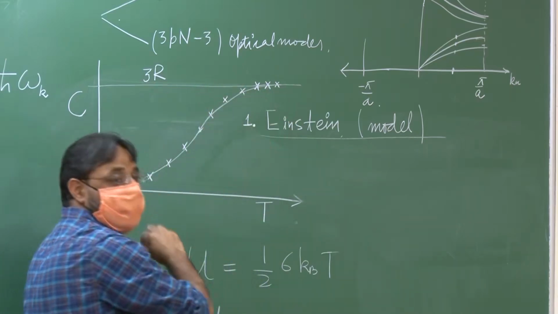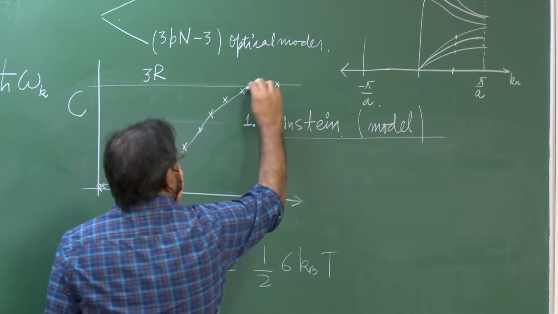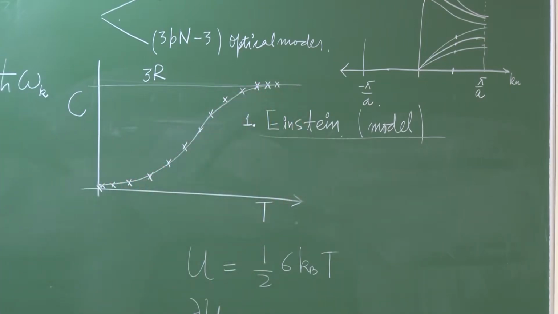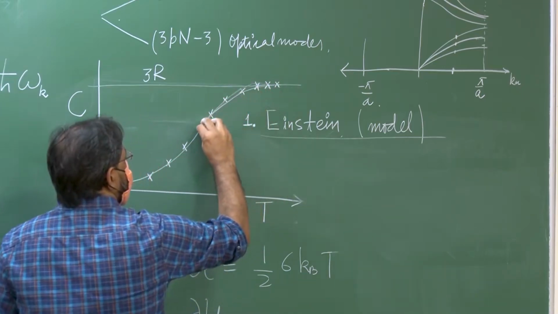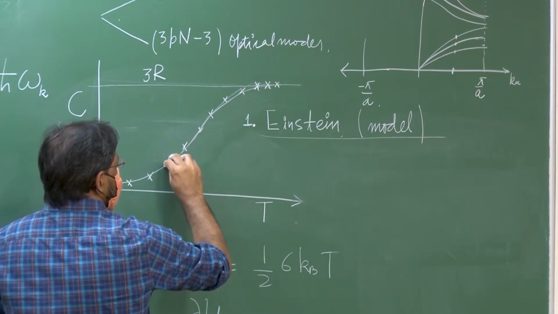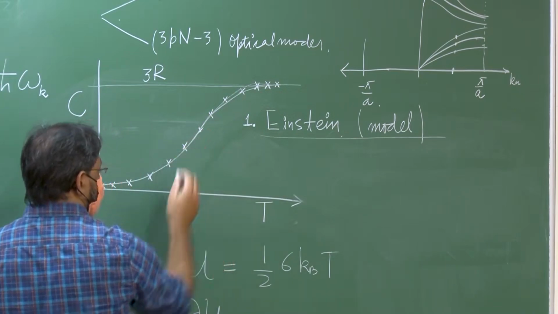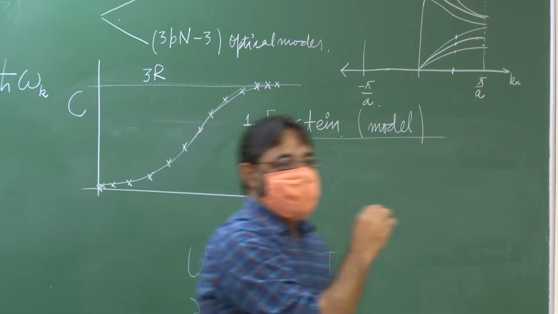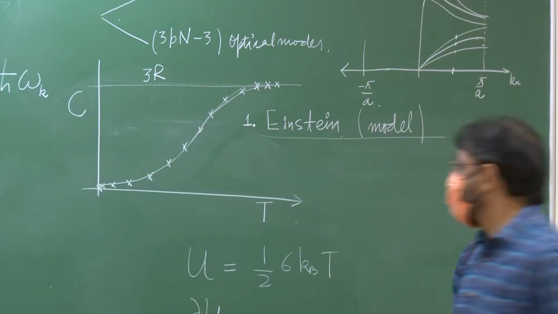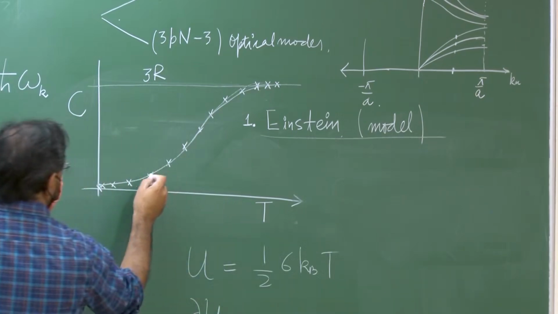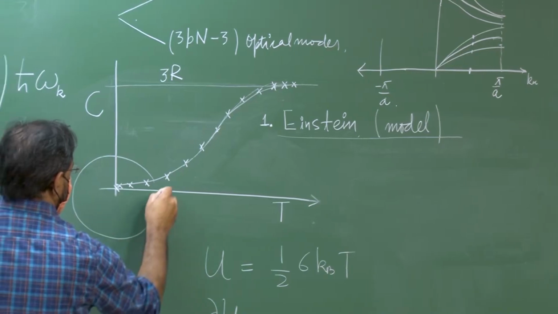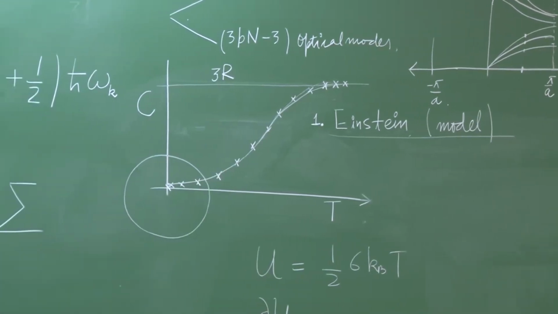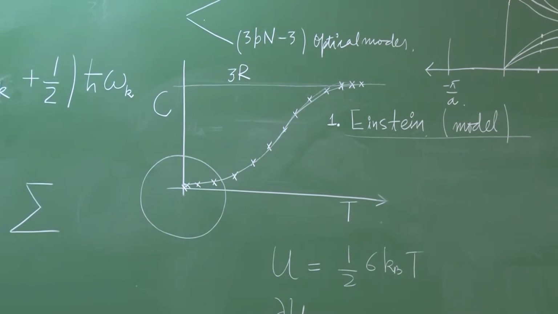Not only did it explain the departure, but in fact, whatever experimental data was available at that time, the Einstein model was very close to that experimental data down to very low temperatures, but at very low temperatures, his model failed. So what is happening at very low temperature, I didn't tell you. So when you go to the low temperature range, by low temperature I mean, let's say for a typical solid, below 10 Kelvin or 20 Kelvin.